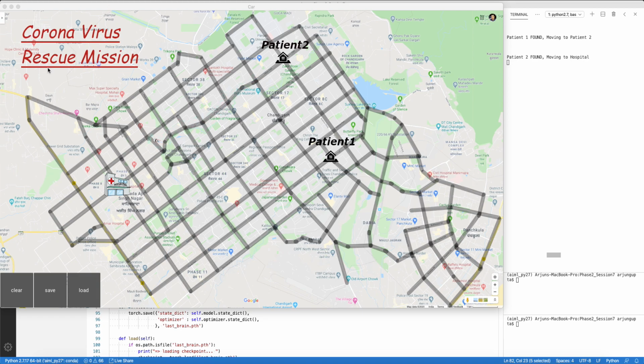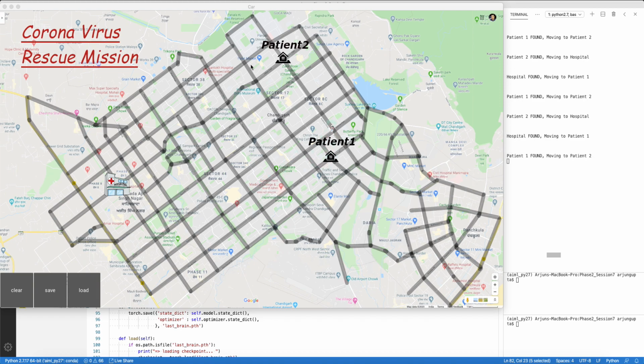So for a coronavirus rescue mission, the hospital van is taking patient one and patient two and taking them to the hospital. We have trained this van using reinforcement learning. In this application, we can see how the van is moving on the roads, and also that it is taking the optimal path. The path that it is selecting is the shortest from the hospital to patient one, and then patient one to patient two, and so on.